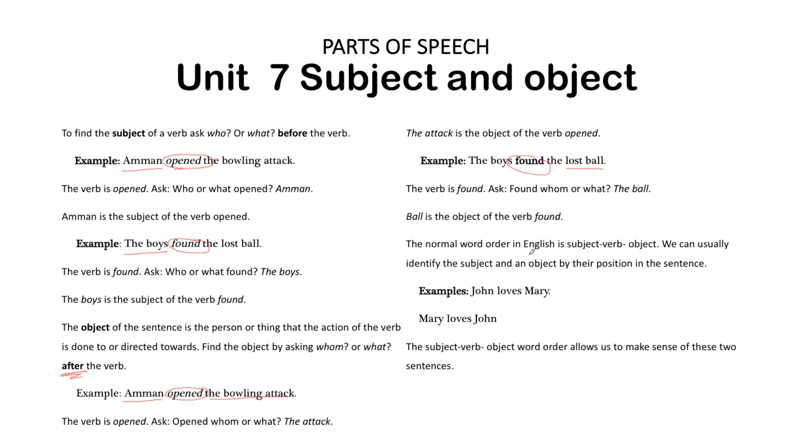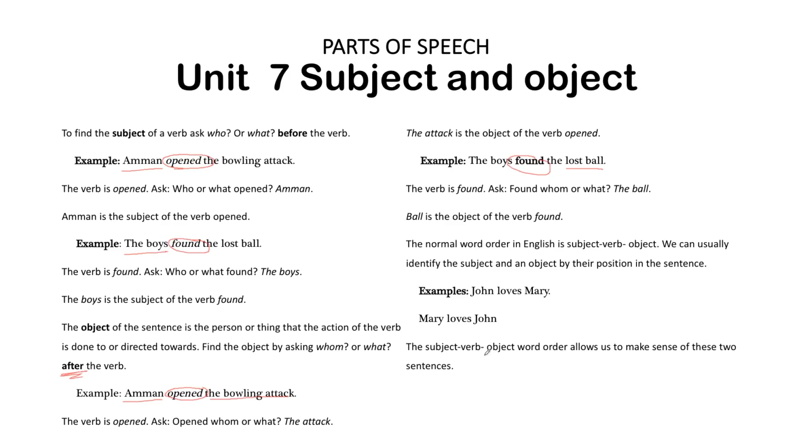The normal word order in English is subject, verb, object, which is what we see in all our examples. We can usually identify the subject and the object by their position in the sentence. John loves Mary. Mary loves John. The subject, verb, object order allows us to make sense of these two sentences.